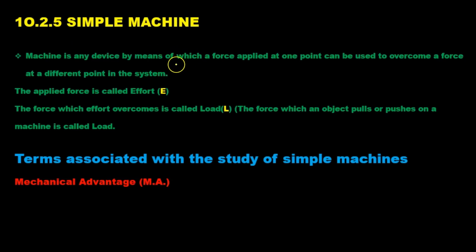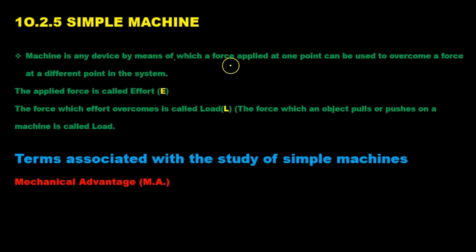In this video, we are going to look at a simple machine. So what is a simple machine to start with? A simple machine is just a device by means of which the force applied at one point can be used to overcome a force at a different point in a system.